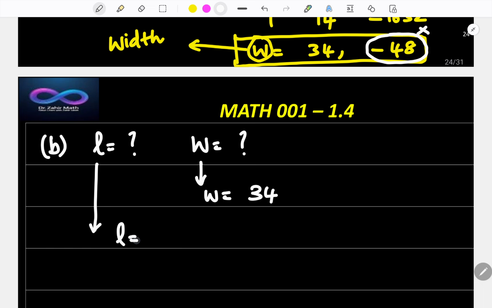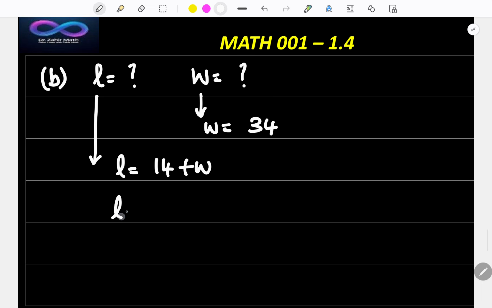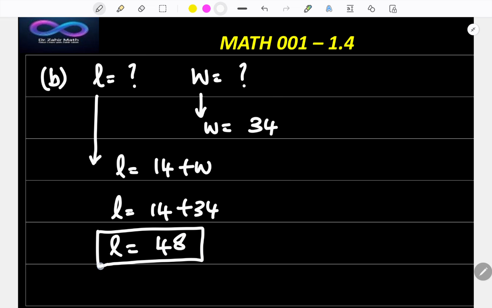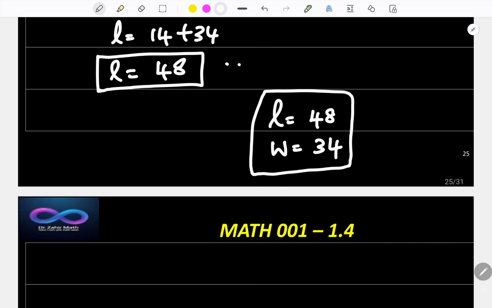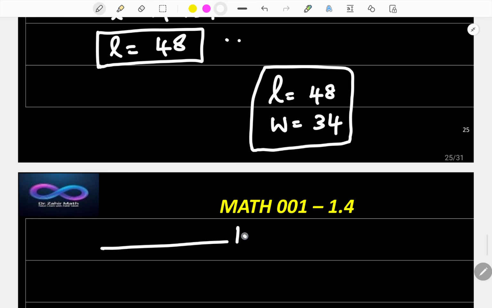Your length is 14 feet more than the W, right? So therefore L is equal to 14 plus 34. So L is equal to 48. So 34 plus 14 is 48. Clear all of you? So your length is 48 and your width is 34. So this is going to become your answer. Right. So it's done. So 1.4 is done, right?